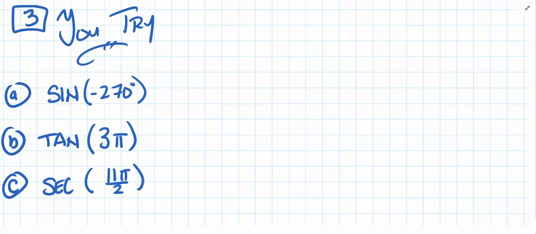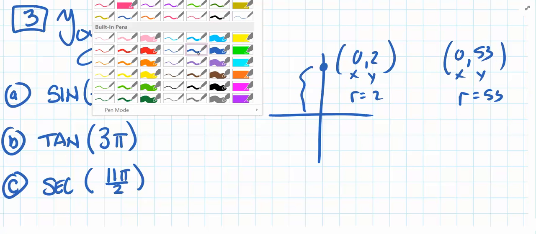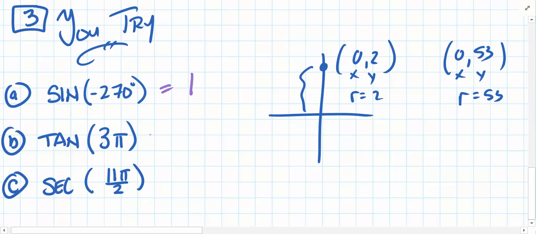Okay, when you try all 3 of these, I want you to only use your calculator to check the answer when you're done. Draw a picture to represent the angle, and remember that some angles are undefined, and that's okay. Number 4. All right, this is what we figured out. This answer is a value of 1, this is an answer of 0, this is a value of undefined.